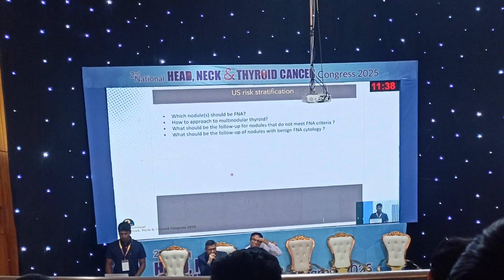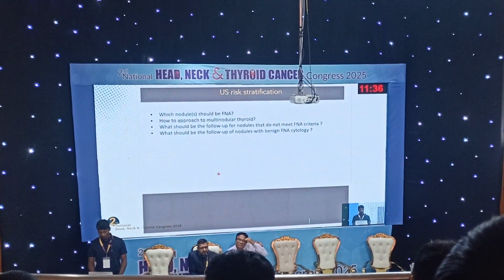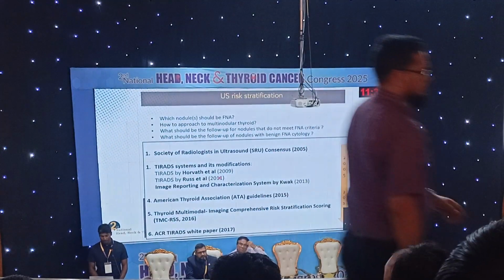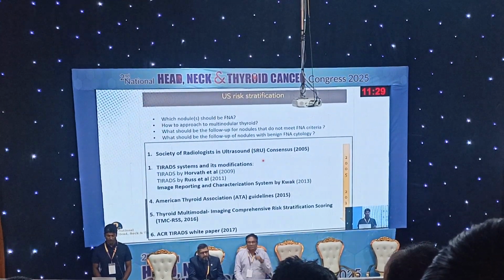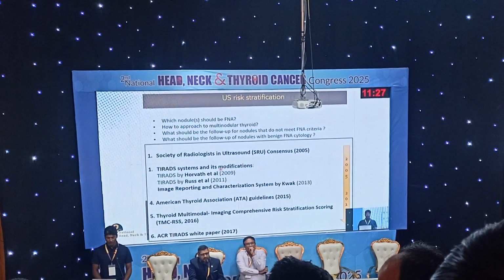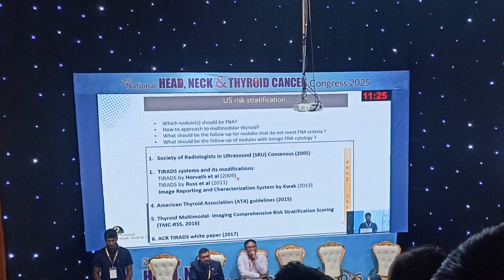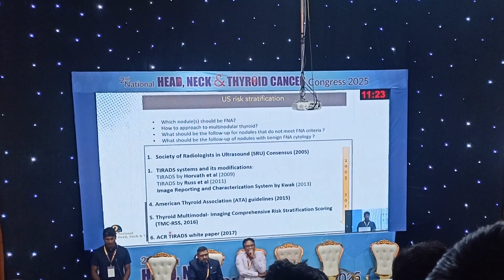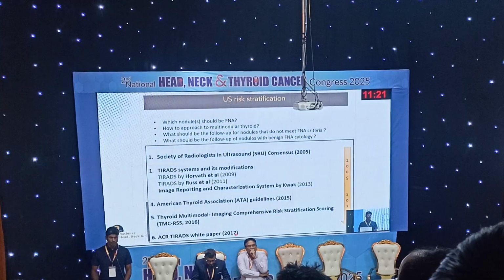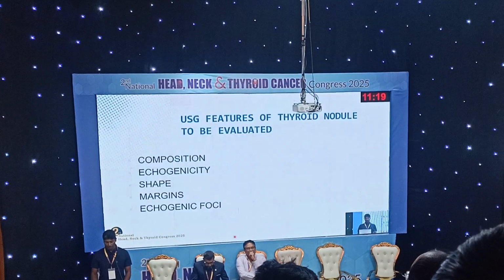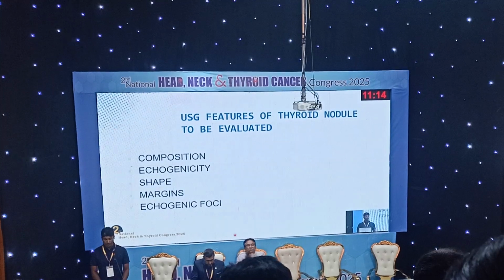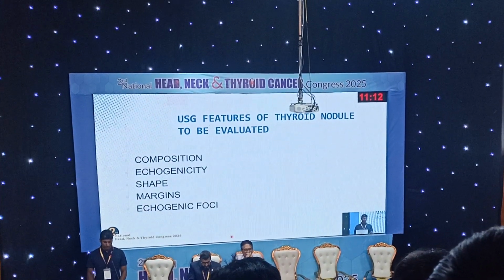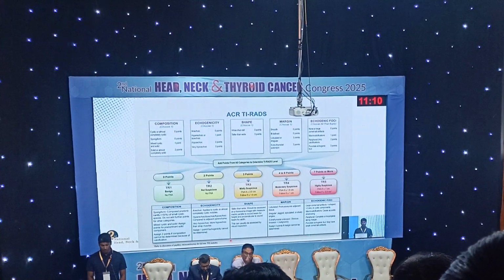So which nodule should undergo FNA, and how do we approach a multinodular goiter? It has evolved over a period of time. The Society of Radiologists came out in 2005, then the thyroid classification in 2009, and then modifications. The latest is the ACR thyroid white paper, based on which we will stratify the nodule. The features we will evaluate are composition, echogenicity, shape and margins. We'll see each one of them.